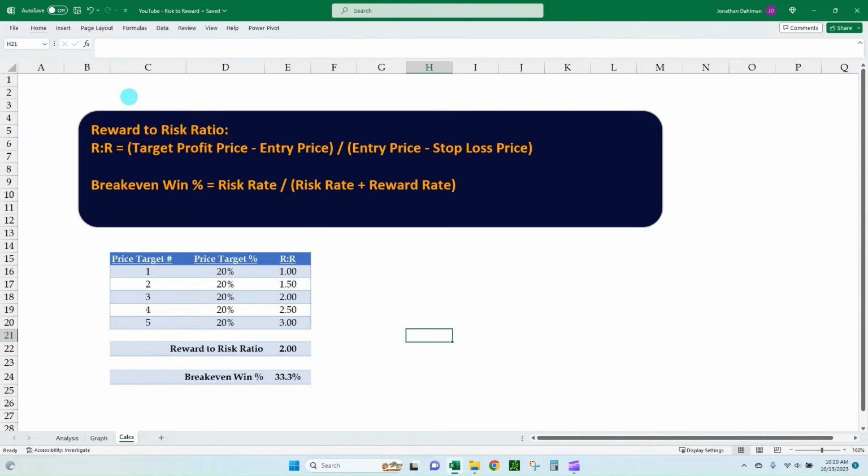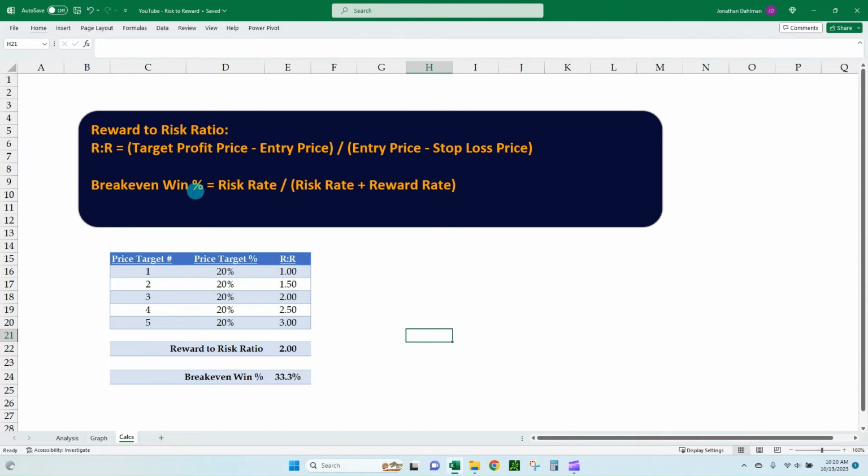And so I have pulled up here the reward to risk ratio formula. So it's going to be your target profit price minus your entry price, so how much profit you're making, divided by your entry price minus your stop loss. So how much you would win on a trade that goes in your favor, or how much you lose on a trade that goes against you.